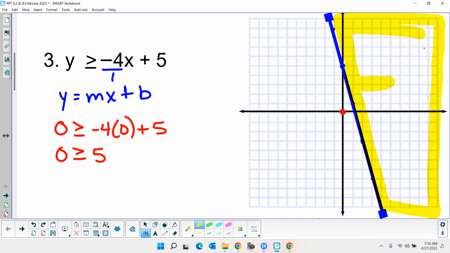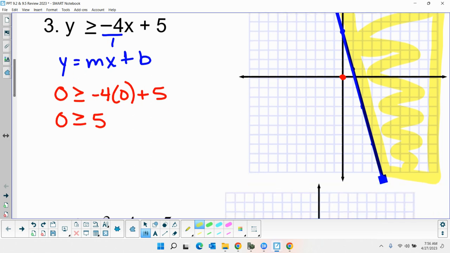That means any point I pick in the shaded area, if I plug it into the original problem, it's going to work. It's going to be a true statement. So the picture of the shaded area is all my answers. There's an infinite number of answers in these graphs. Okay? Questions?